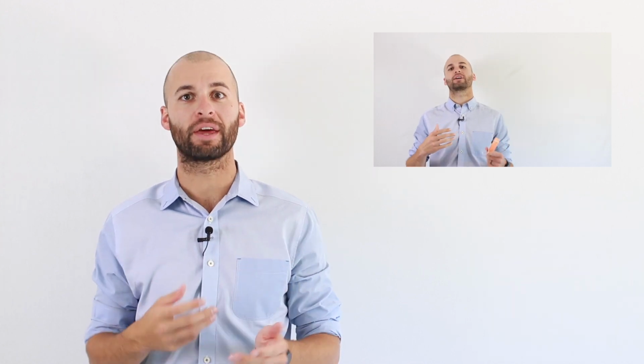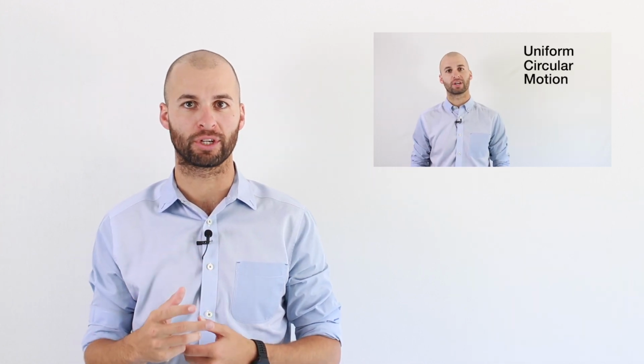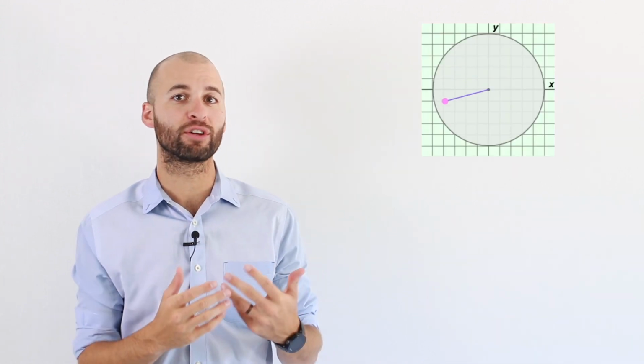Previously we looked at an overview of an object moving in a circle, that is uniform circular motion. Today I'm going to walk you through a problem where you can actually do some calculations to figure out what is going on with that object going in that circle. So let's take a look at this example here.